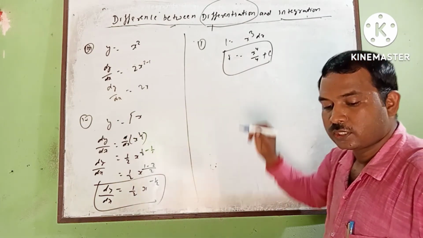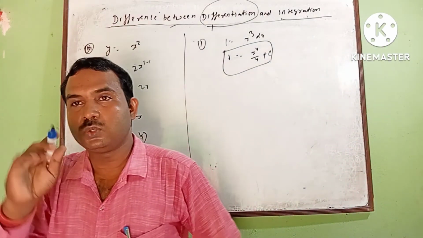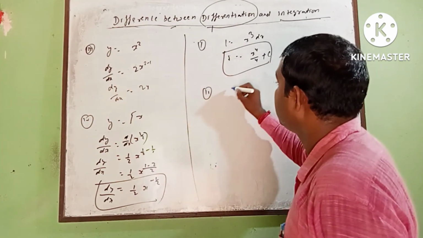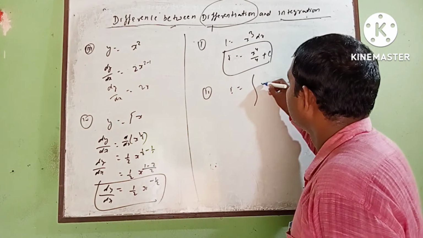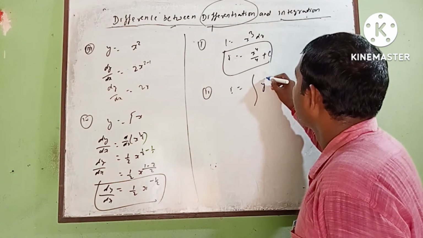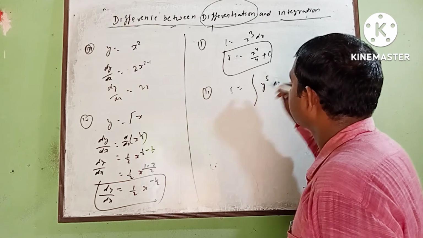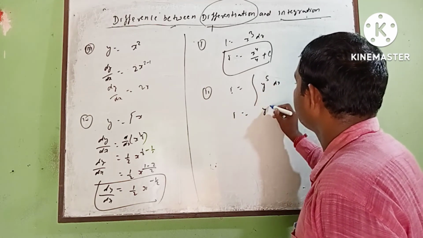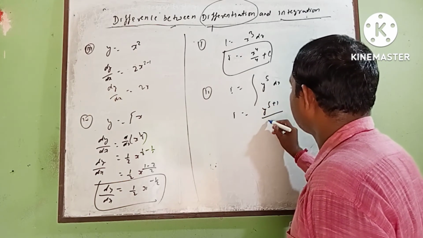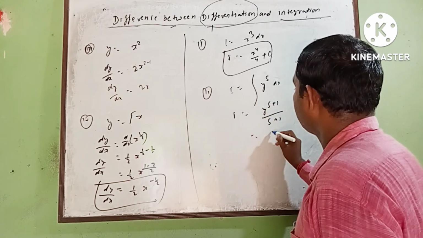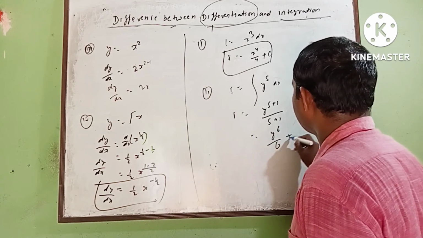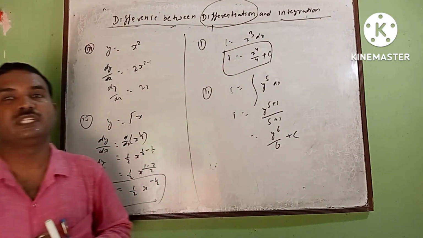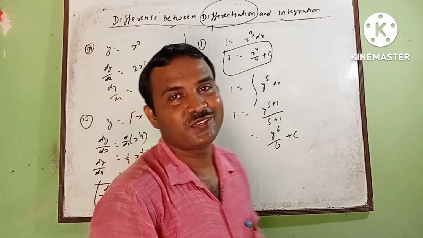Another question, suppose we have the integral I is equal to y to the power 5 dx, then integrate this. Same process: y to the power 5 plus 1, divided by 5 plus 1. So here it will be y to the power 6 by 6 plus c. So these are the basic differences, and we have already discussed this in the class. Okay students, thank you.